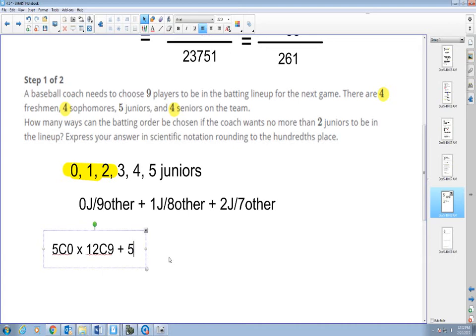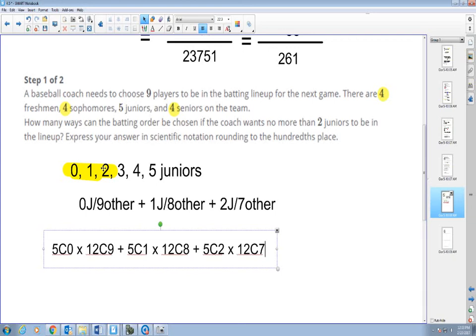Or 5 juniors choosing 1, followed by the other 12 players choosing 8 for the other positions. Or 5 juniors choosing 2, followed by the other 12 players on the team. This time I'm going to choose 7 of them. Okay, so those are the scenarios that I choose: 0 juniors, 1 or 2. Once I choose no more than 2 juniors, that means I have my lineup ready.